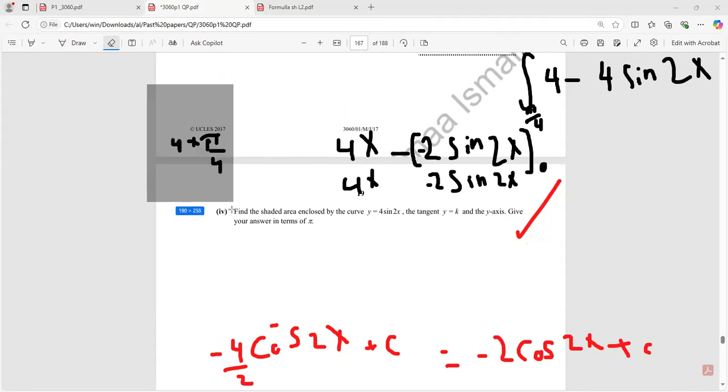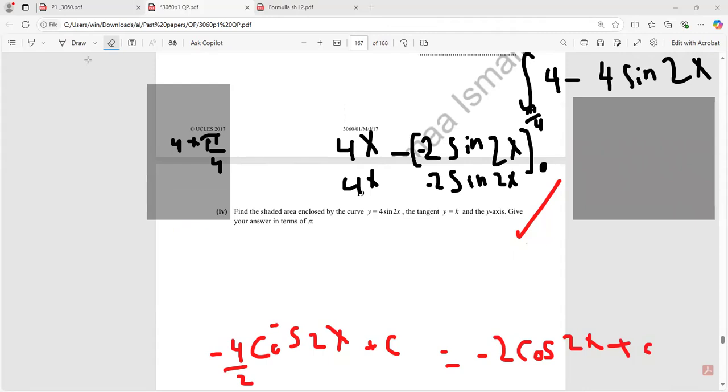Because we take the integral of the line, then of the curve, and then subtract them. So here is the line, and here is the curve. For the line, it's 4 times pi over 4, which is pi. If we substitute x with 0, it gives us minus 0, so the line will be equal to pi.